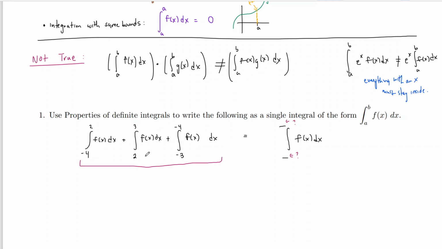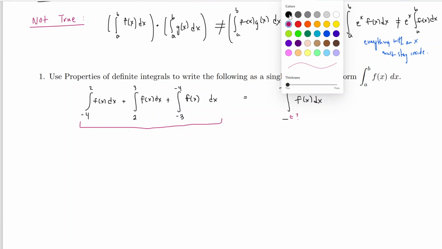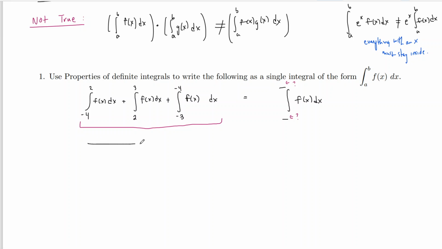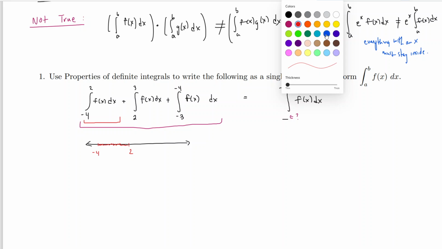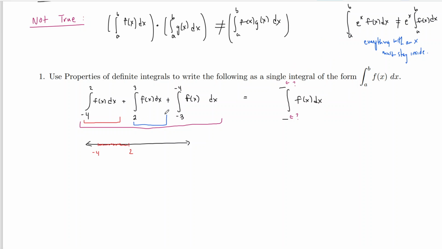Where does this start and where does this end? Well, the way I like to do this is using words, but also a number line, because we have areas. So this first integral, what is this asking us to do? It's asking us to find the area from -4 to 2. And what's the next part asking me to do? It's asking me to find the area from 2 to 3. So if I combine these two together, I would have -4 to 3, because I would be starting at -4 and going to 3.